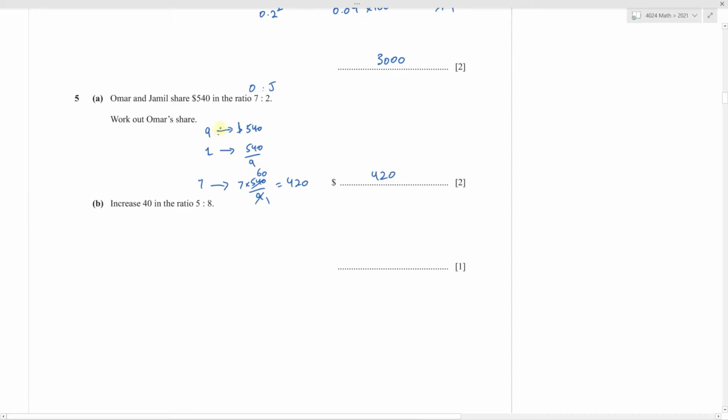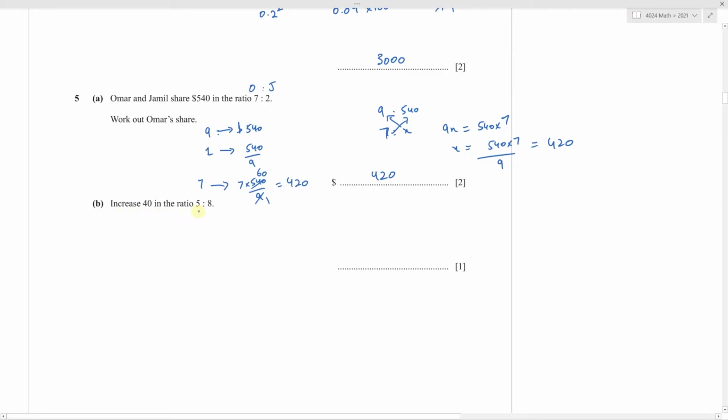You can directly calculate it from ratios as well. So 9 corresponds to 540, and 7 corresponds to x, and then cross multiply, since these ratios are directly proportional, which means if you have more parts, then you will get a greater share of this $540. So this will also give you the same answer. If I cross multiply, I get 9x equals 540 multiplied by 7, and x equals 540 multiplied by 7 divided by 9, which gives you again 420.